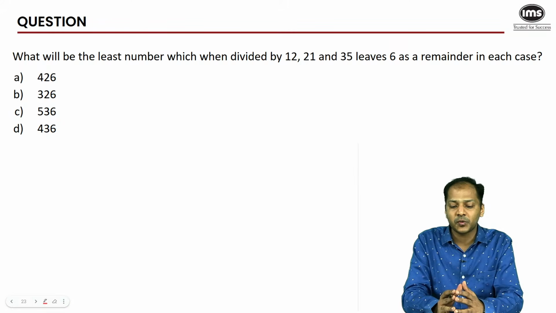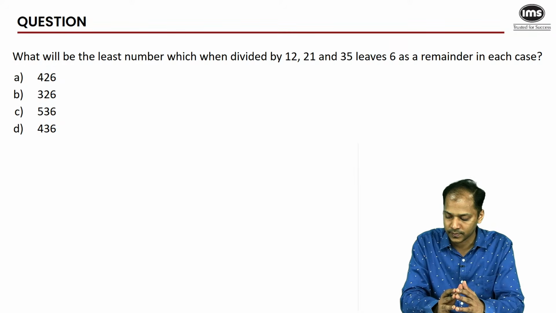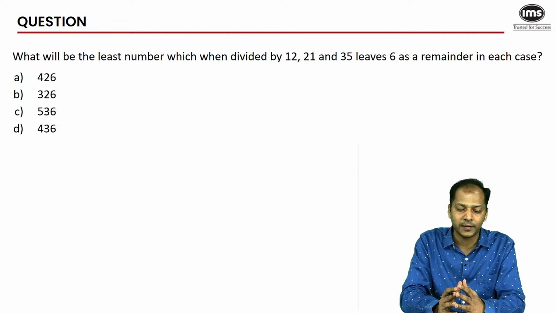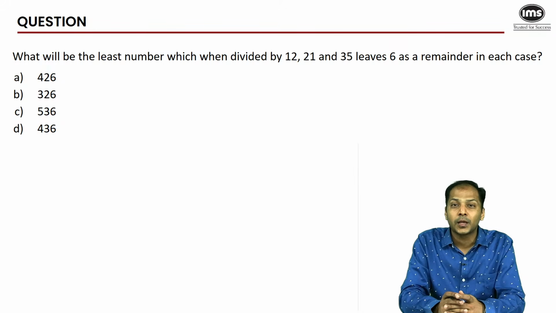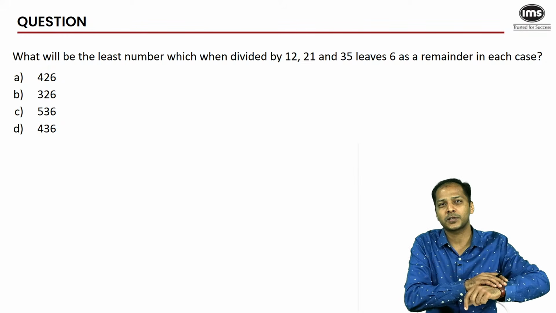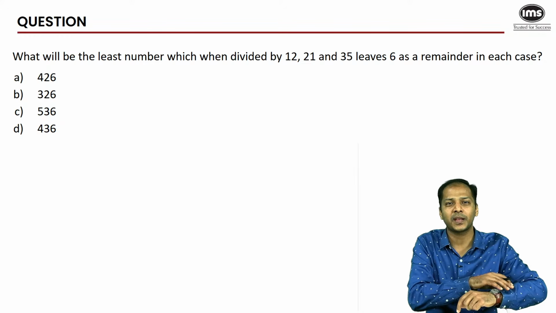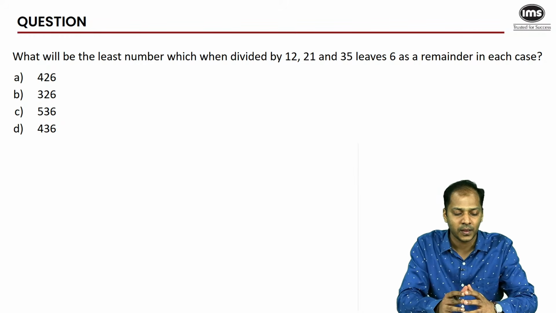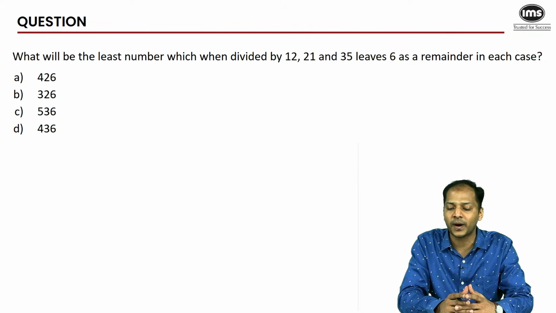What will be the least number which when divided by this leaves the remainder of 6 in each case? All right, how do you go about this one? Now here, because we've just taken a break, maybe I'll just do this one a little quickly, and maybe I'll give you more time as we go ahead. So what will be the least number which when divided by these leaves the remainder of 6 in each case?